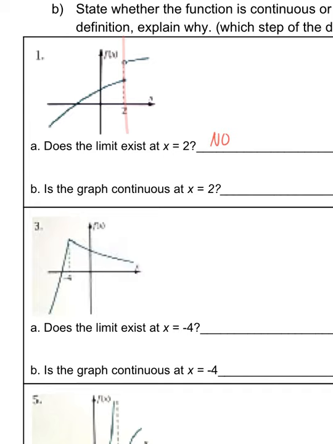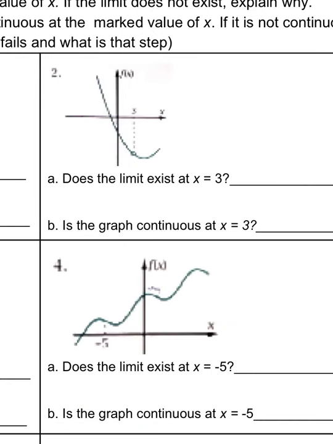No. Is the graph continuous? No, because step 2 fails. We have a y value, we have step 1, but we don't have step 2. So we would say the limit DNE, step number 2 in your definition of continuous.